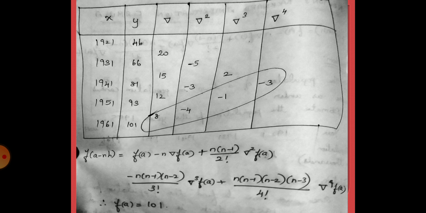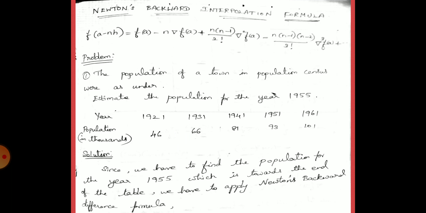Now we should take only the lower values, that is 8, minus 4, minus 1, minus 3 only we should take. Because it's a backward difference interpolation, we have to take the lowest values. See that I have highlighted here. So take those values. Now we have to substitute in the formula.